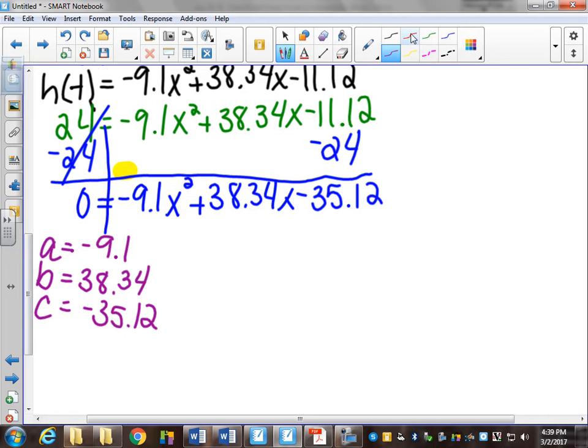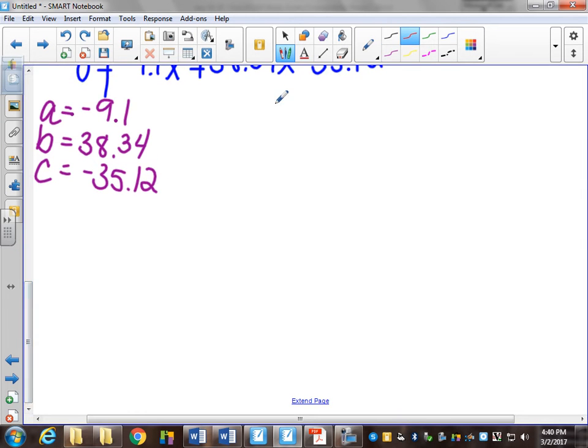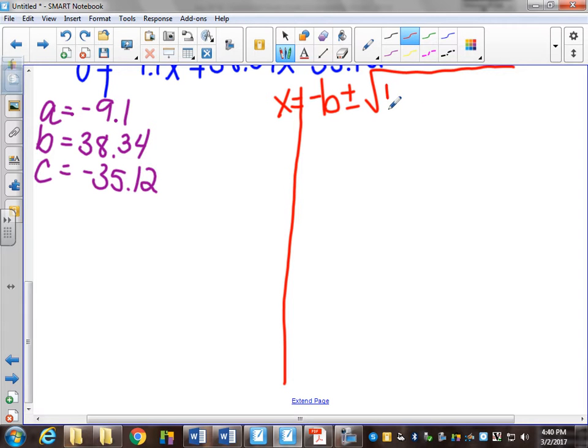So now we're going to use the quadratic formula, which is x equals negative b plus or minus square root b squared minus 4ac all over 2a. Memorize this formula for the test tomorrow.